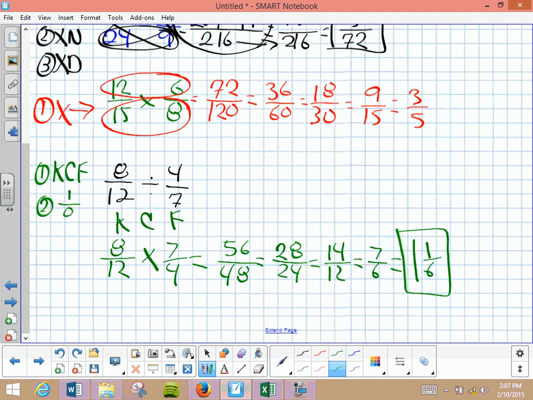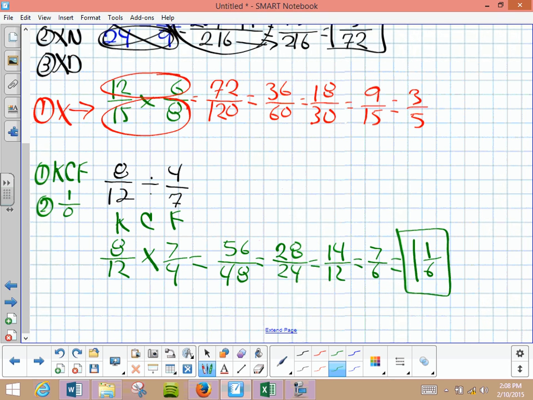It is important for you to simplify from the very beginning before you convert into a mixed number. That way you already end up with the smallest form that you can possibly get. Do we have any questions?